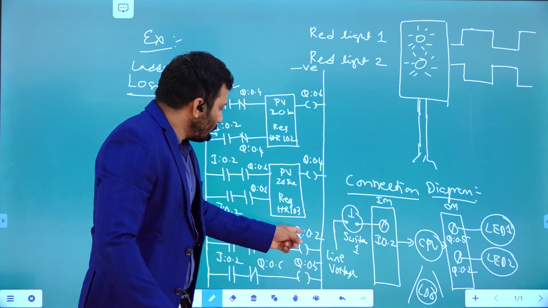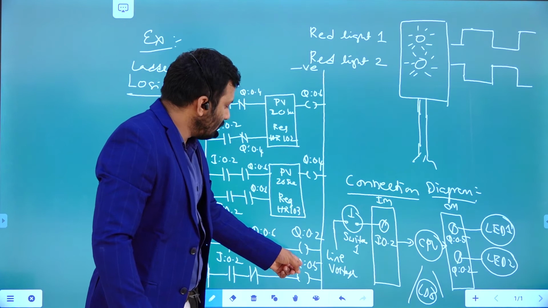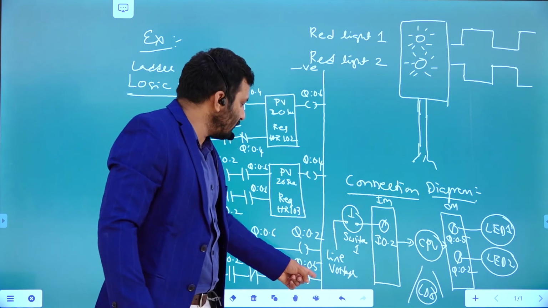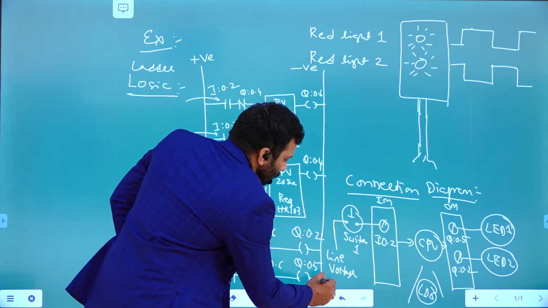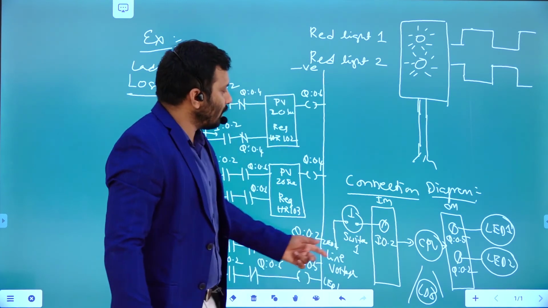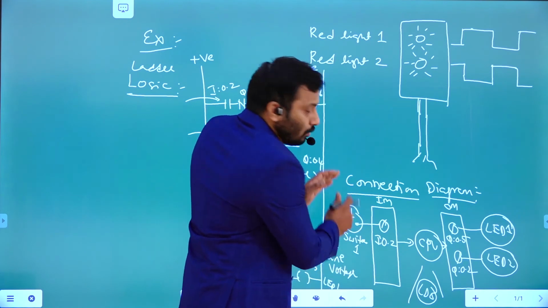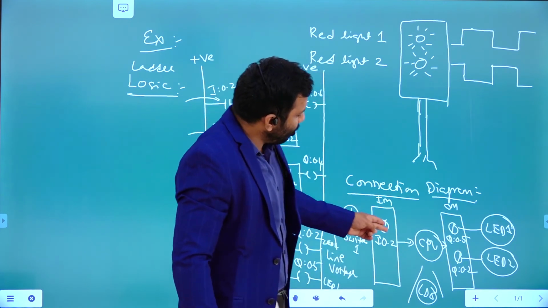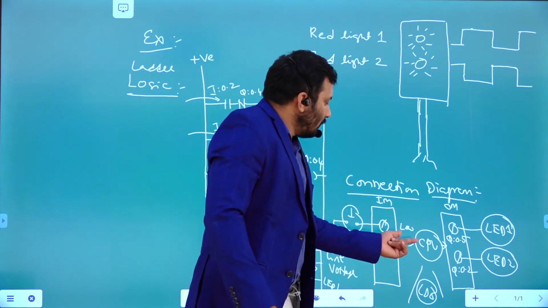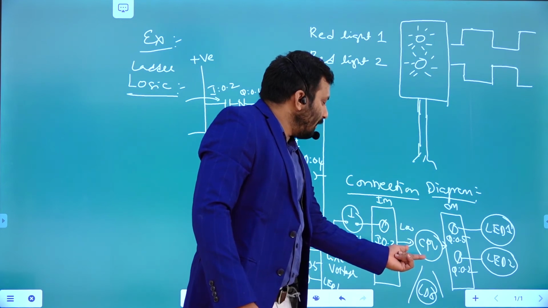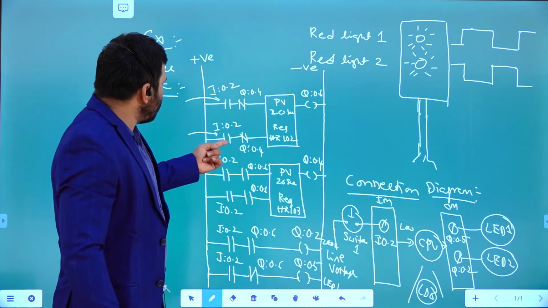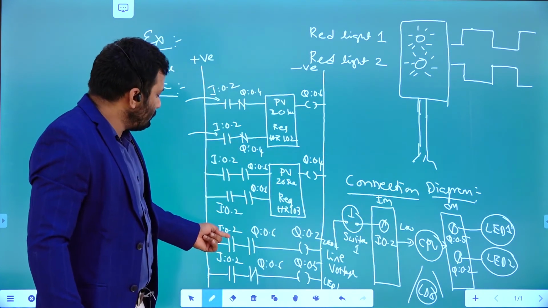These two outputs are Q 0.2 and Q 0.5, which are LED 1 and LED 2, and both are going to be in the off condition only. That means if this switch is in the open condition, the input is 0, that is, the input is low. What will happen? The corresponding bit in the input image block is 0, so this is also 0, this is also 0, and all of these are 0.